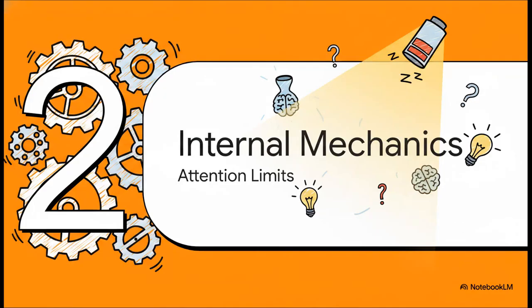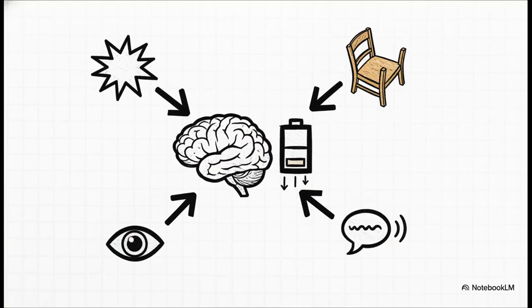Moving right along to section 2, the internal mechanics. Let's talk about attention limits. Now, before we even think about sliding furniture around, we absolutely have to understand the brain's internal bottlenecks. Attention isn't some magical infinite beam of light shooting out of a student's forehead. It's actually a lot more like a spotlight, powered by a battery. It can only illuminate a few things at any one time.